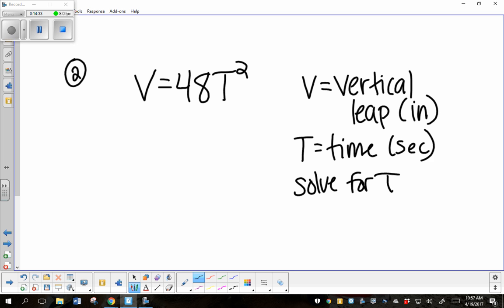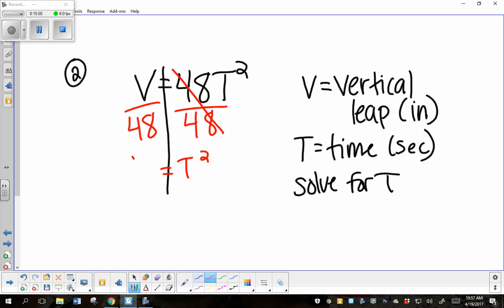All right, so in this one, we're going to solve for t. This one's actually a lot easier. So we're trying to get this t by itself. I want to know, what should I do first? Who is number 29? Piper. Do you have a guess, Piper? Nice. So let's get rid of that 48. So divide by 48 on each side. So we're left with t squared and v over 48.